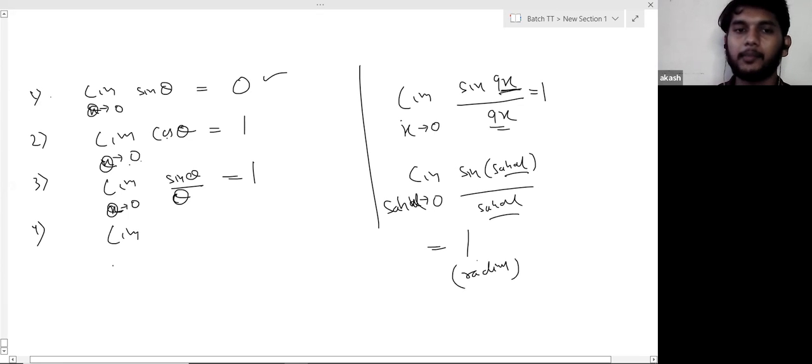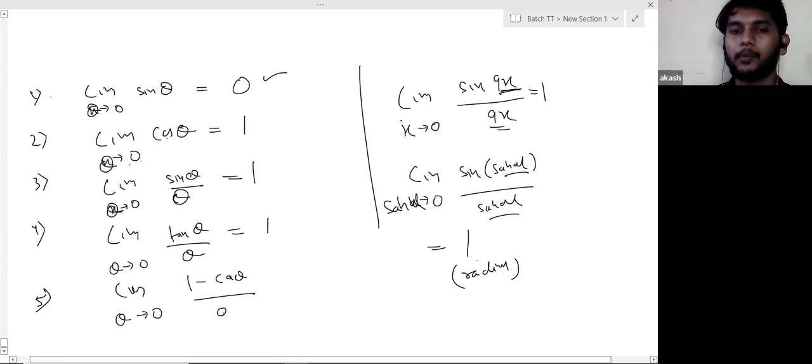Next is limit theta tending to 0 tan theta upon theta is also 1. Limit theta tending to 0 of 1 minus cos theta upon theta square is half. Note it down.